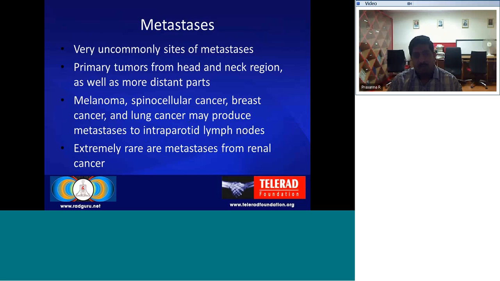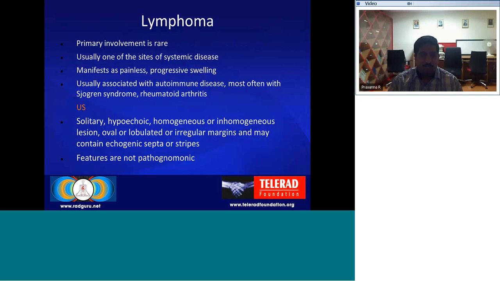Other distant lesions would be the melanoma, the breast cancer, lung cancer, which have also been reported to give metastasis to the salivary glands, into the intraparotid lymph nodes. And a few extremely rare cases of metastasis from renal cancer have been documented in the literature. And lymphoma: primary involvement of only the salivary glands by lymphoma is very rare. Usually it is one of the sites of systemic disease, and it manifests as painless progressive swelling, usually associated with other autoimmune diseases, most often with Sjogren syndrome or rheumatoid arthritis.